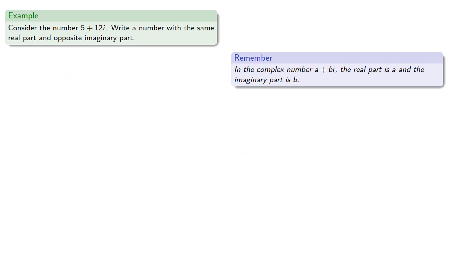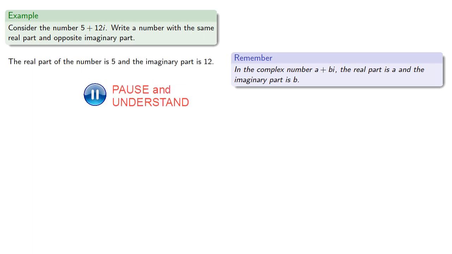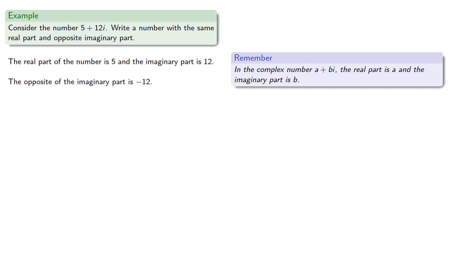Or consider a number like 5 plus 12i. Let's write a number with the same real part and opposite imaginary part. The real part of the number is 5, and the imaginary part is 12. The opposite of the imaginary part is negative 12, so a number with the same real part and opposite imaginary part would be 5 minus 12i.